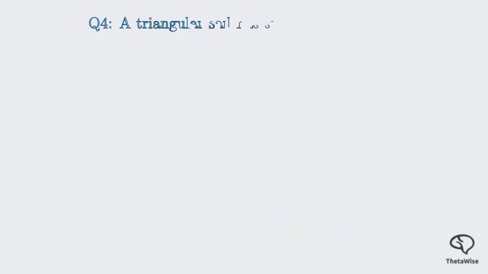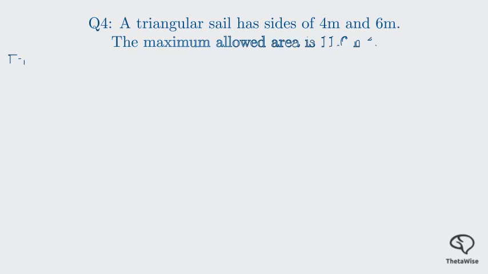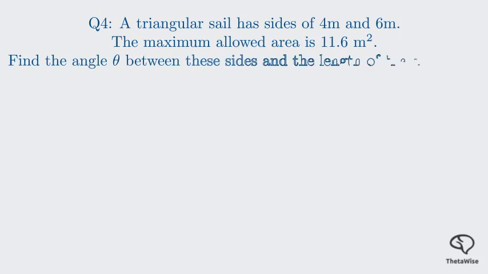Here is question 4. This is a classic IB multi-step problem that combines the cosine and sine rules. Part A requires the area formula. Part B requires the cosine rule. Make sure to consider both possible angles from Part A for Part B. Pause the video and work it out.